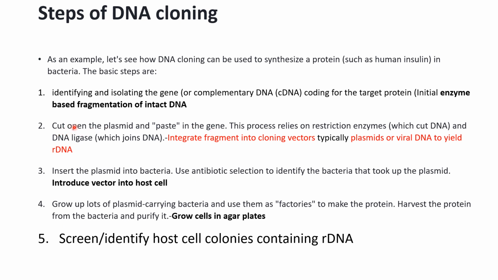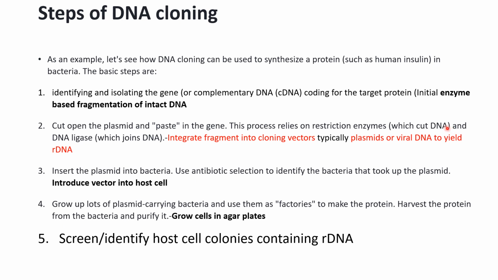So first of all, you need to cut this plasmid open, and then you paste this gene of interest in the plasmid. The process relies on restriction enzymes, which cut the DNA, and also DNA ligase, which joins the DNA. The enzymes that are responsible for identifying and cutting this DNA of interest, let's say from human DNA, are known as restriction enzymes. These are also known as the scissors of molecular genetics. So restriction enzymes are used to cut DNA.